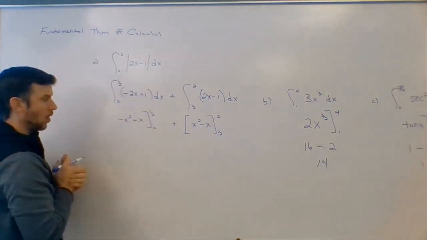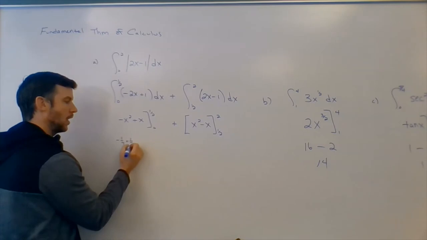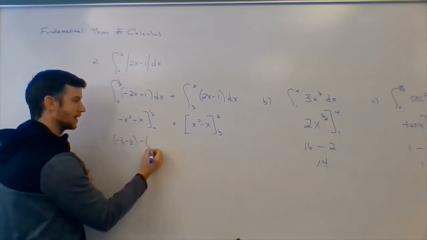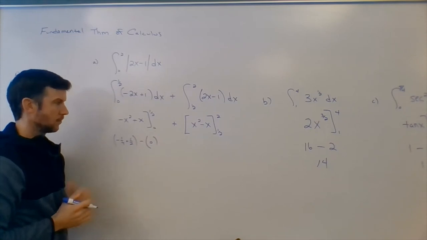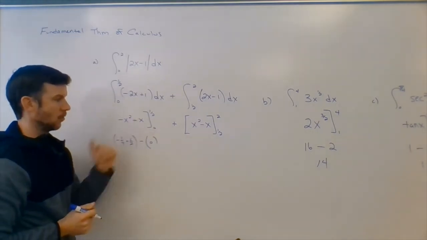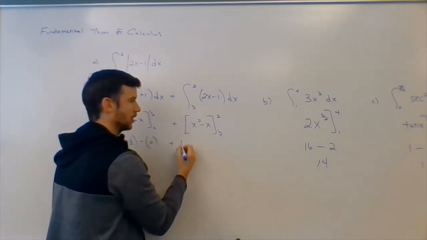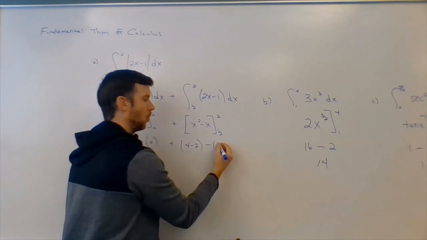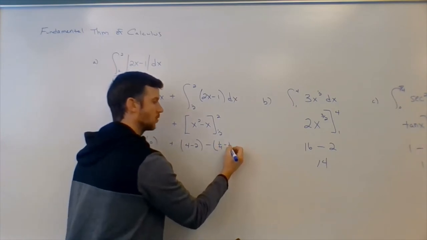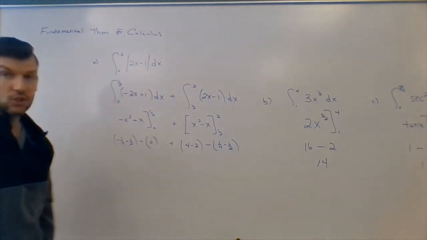Now right here, if we plug a 1/2 in, we get negative 1/4 plus 1/2 minus, if you plug a 0 in, you get 0. So that's the upper one minus the lower one. Plus, evaluating this, we got our upper one, which is 4 minus 2, minus our lower one, which is 1/4 minus 1/2. So all of this together will be the answer to this original problem.